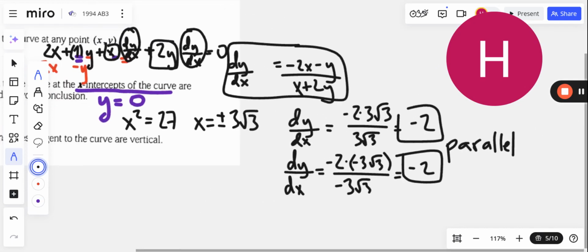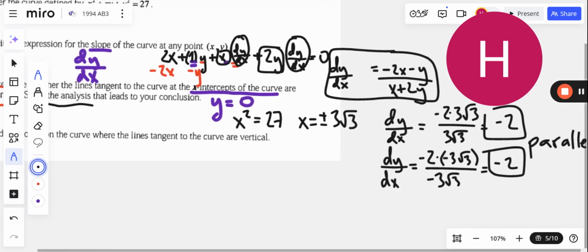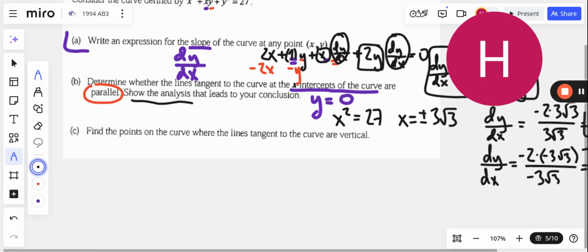Parallel tangent lines at the x-intercepts. Okay, not too bad at all. Now we have to find the points on the curve where the lines tangent to the curve are vertical.